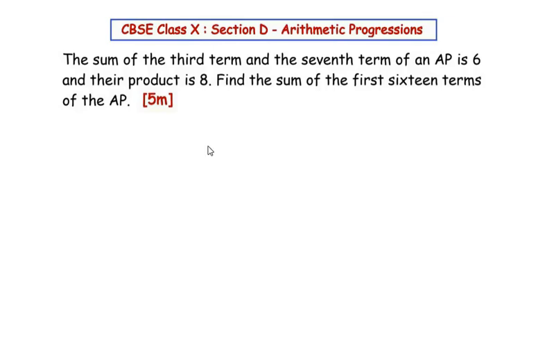In this video we are going to solve a section D question from Arithmetic Progressions chapter which had appeared in CBSE board exam 2025. The sum of the third term and the seventh term of an AP is 6 and their product is 8. Find the sum of first 16 terms of the AP.